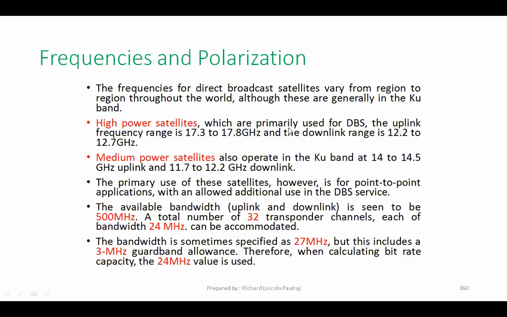High power satellites, which are primarily used for DBS, the uplink is generally high, as I told you, because we need higher frequencies to transmit from the base station to the satellite. Can someone tell me why is it that we need a higher power for transmitting signals from the base station? Why is it so? I want you all to discuss. Let it not be a single way class. Let it be an interactive class.